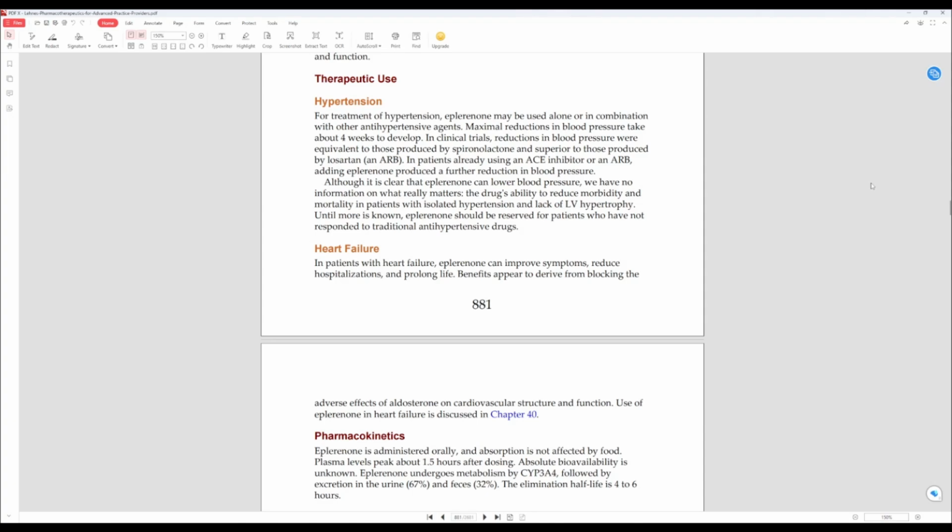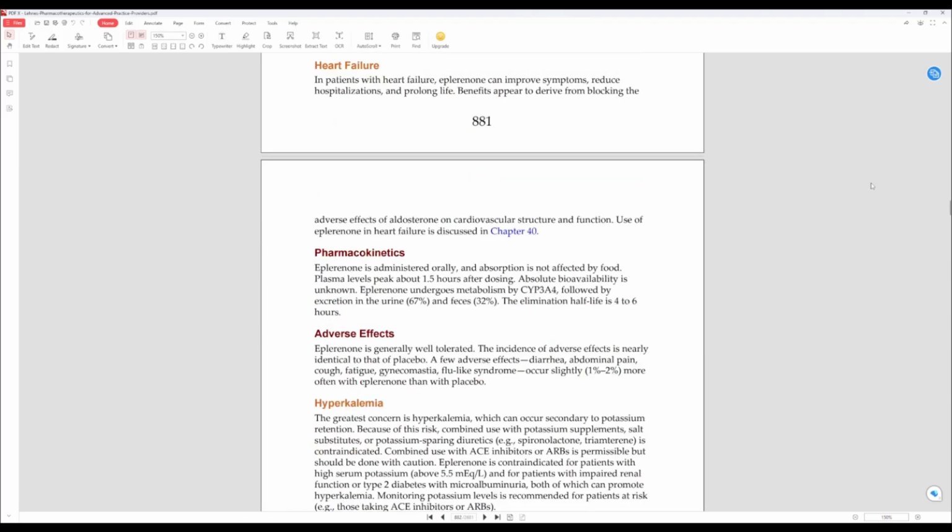In clinical trials, reductions of blood pressure were equivalent to those produced by Aldactone and superior to those produced by losartan. In patients already using an ACE inhibitor or an ARB, adding eplerenone produced a further reduction in blood pressure. Although it is clear that eplerenone can lower blood pressure, we have no information on what really matters: the drug's ability to reduce morbidity and mortality in patients with isolated hypertension and a lack of left ventricular hypertrophy. Until more is known, eplerenone should be reserved for a patient who has not responded to traditional antihypertensive medications.